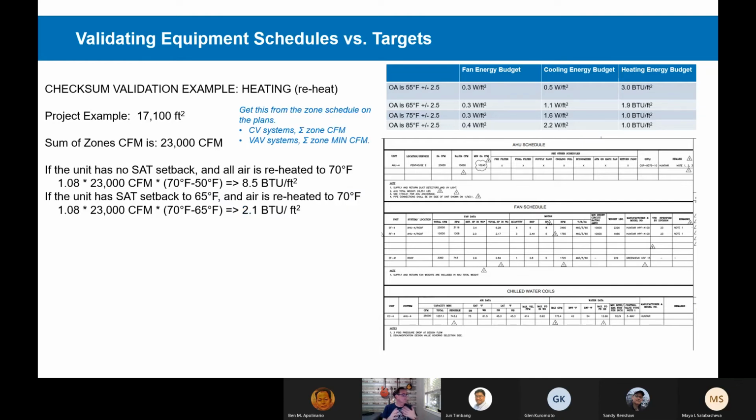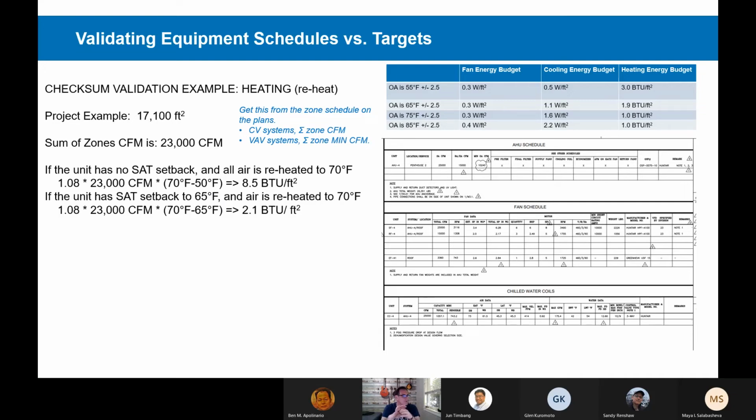Same example, let's look at heating. Again, 17,000 square foot project. And for heating, what we would do is we actually look at the air in the schedule. We call that the sum of the zone minimum CFM, sum of the zone minimums. If it's a constant volume system, like this one, the sum of the zone minimums is just the sum of the zones. In a variable volume system, though, the sum of the zone minimums is the sum of the minimum CFM in each zone.